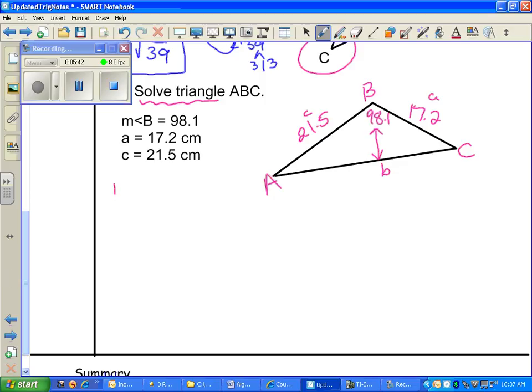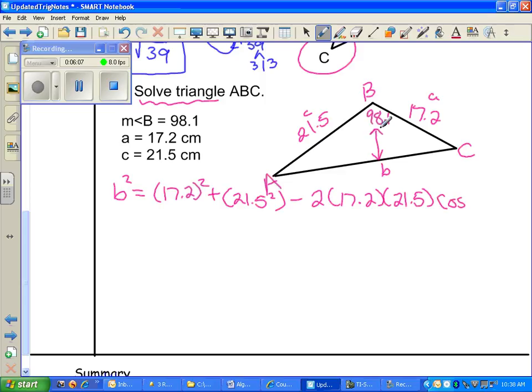So it's going to be B squared equals A squared, 17.2 squared, plus C squared, 21.5 squared, minus 2 times the two sides we know, 17.2 times 21.5 times cosine of the angle across from the side that we want, which is 98.1. And then simplify just like we were doing.